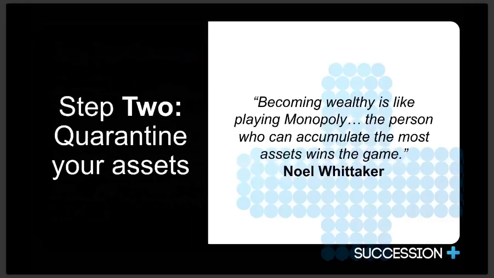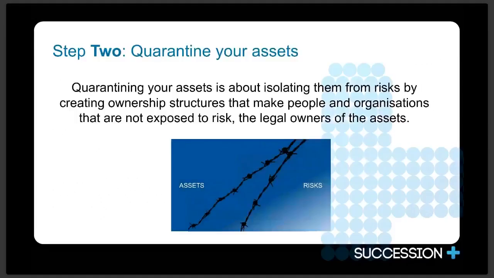The second thing is, obviously it's about quarantining assets, but we're trying to accumulate assets. As a business person, we're building up a business, we're taking out income, we're paying dividends, we're reinvesting it, we're putting money into super, etc. We're accumulating assets as we go, but we've got to be able to quarantine them. We've got to be able to separate them from the risk wherever we possibly can. And the simple way to do that is to create structures that make people and organisations that are not exposed to the risk the legal owners.